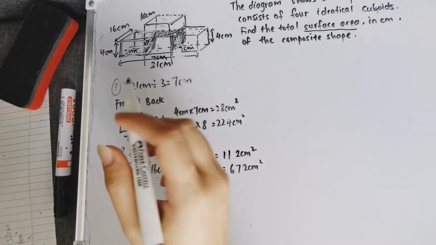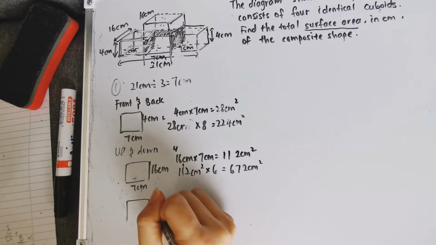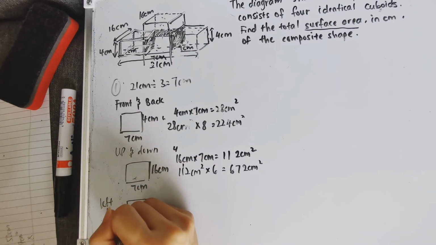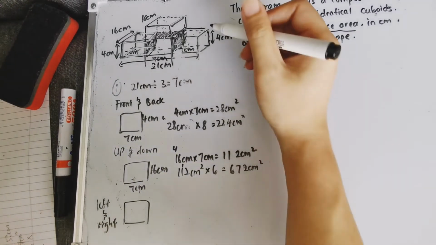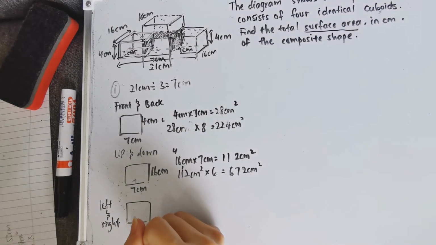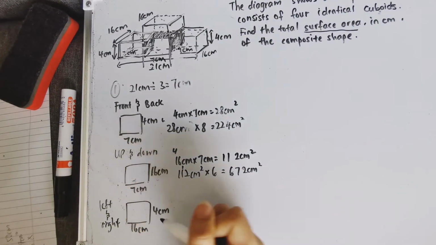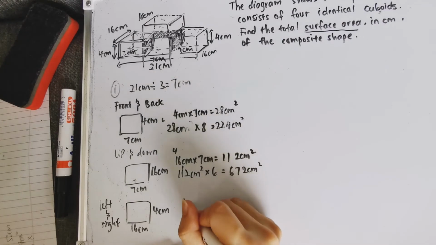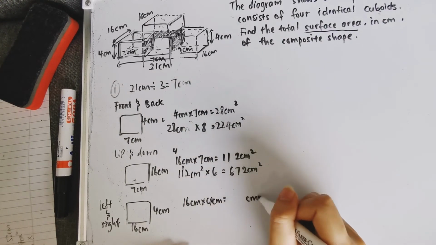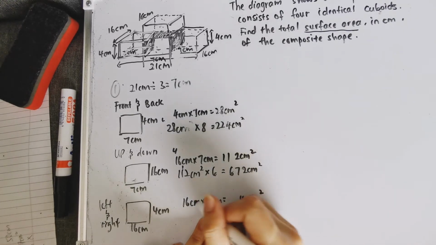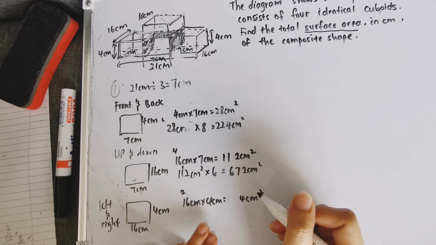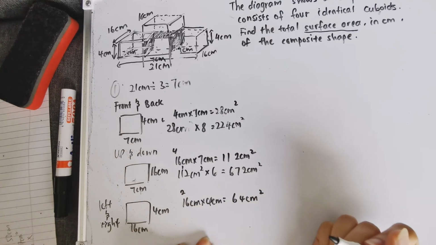The next one, left and right. Okay, left and right. So this is 16. This is 4. So 16 and 4. So 16 times 4 cm. 6 times 4 is 24. 1 times 4 is 4. 4 plus 2 is 6. 64.